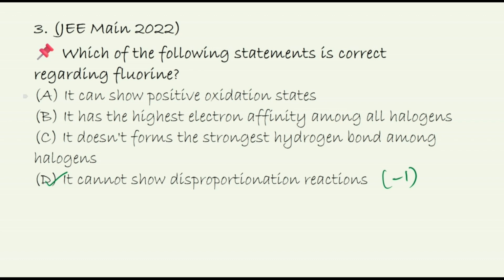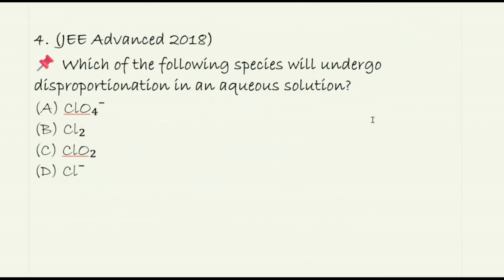What about the other options? It's same as before, -1 oxidation state only. It has the higher electron affinity among all halogens. It's wrong. Chlorine has highest electron affinity. Fluorine is more electronegative. Chlorine is more electron affinity property. Okay. It does not forms strongest hydrogen bond among halogens. It do form HF. It's an example, right? So simple questions can be solved in 5 seconds.